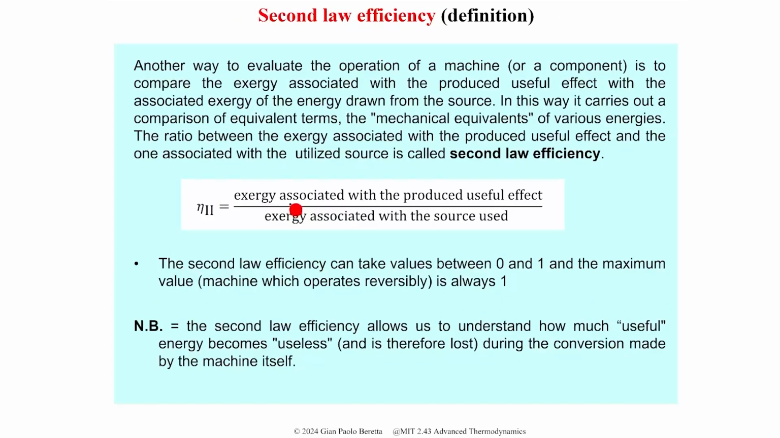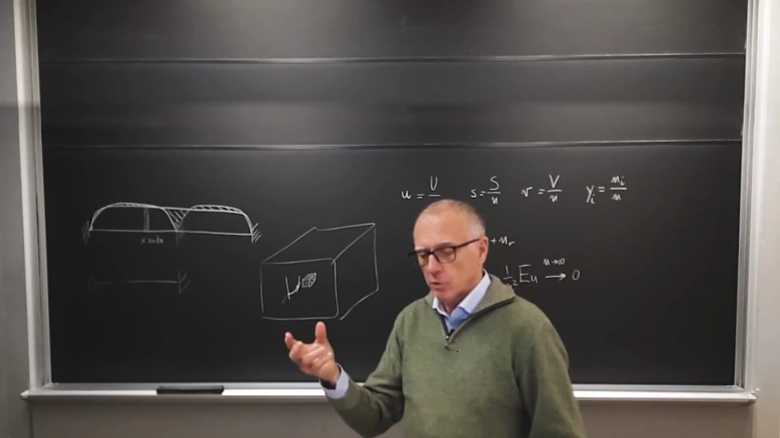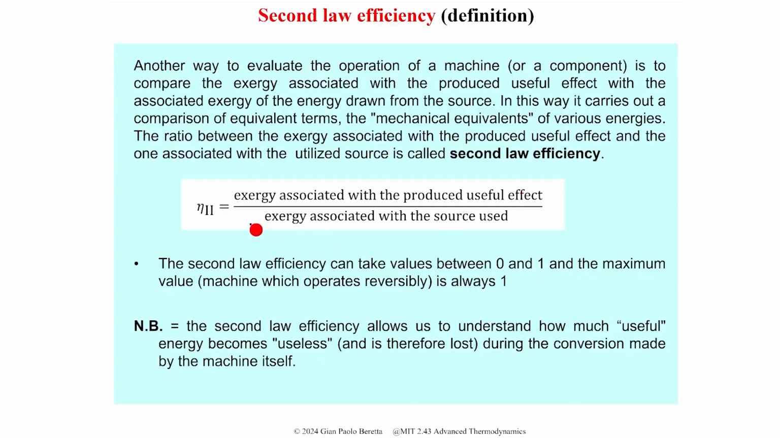And here for the second law, you can cast it for the second law efficiency. You can cast it by saying that I put there also the exergy associated with the useful effect, because the exergy represents the work equivalent of that useful effect, and then you put at the denominator the exergy associated with the resource that you've used.